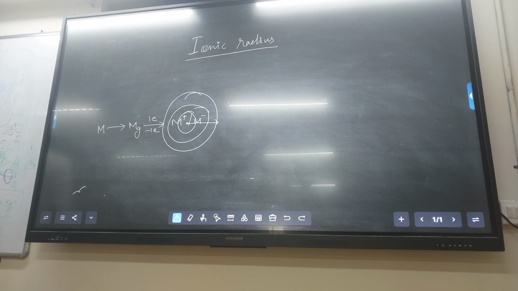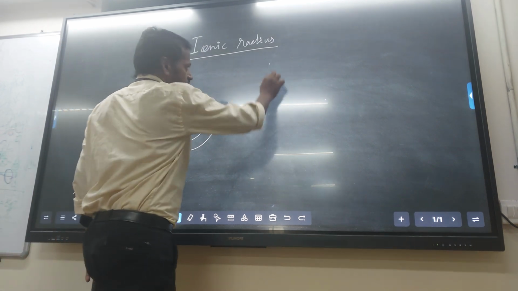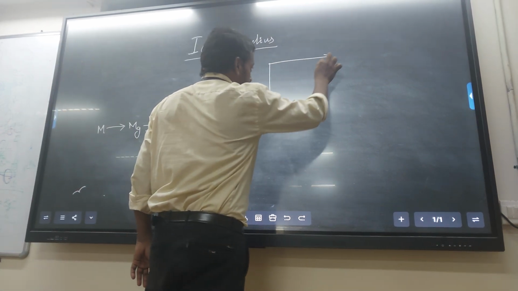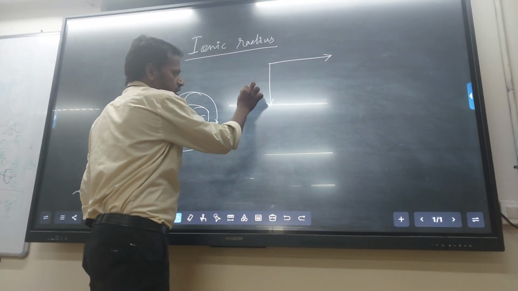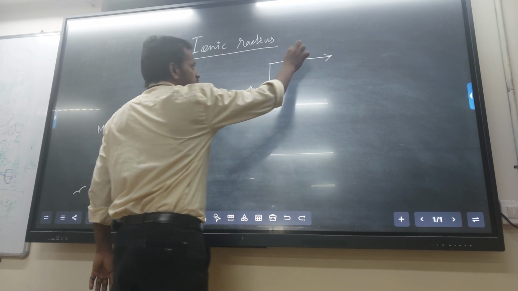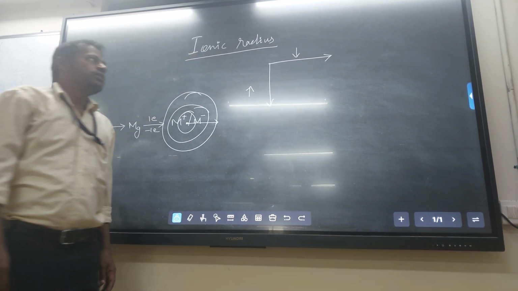The same trend here, because there is not much difference. From top to bottom, the principal quantum number increases. When you increase the principal quantum number, definitely a new orbital is there. Therefore, the distance increases continuously. That is the general trend: from top to bottom it increases, and from left to right it decreases.